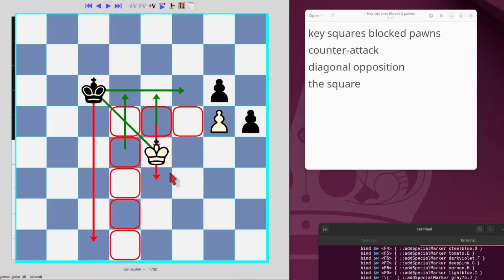So okay, I think there are those 4 things. In terms of the traditional way of analyzing it, you look at diagonal opposition, the square, the counterattack possibilities, and the block squares, and the key squares of block pawns. But now we're going to flip it on its head, and we're going to try and look at this from a corresponding squares perspective. So just 1 second, let me bring up my little simulator, which will help with this.